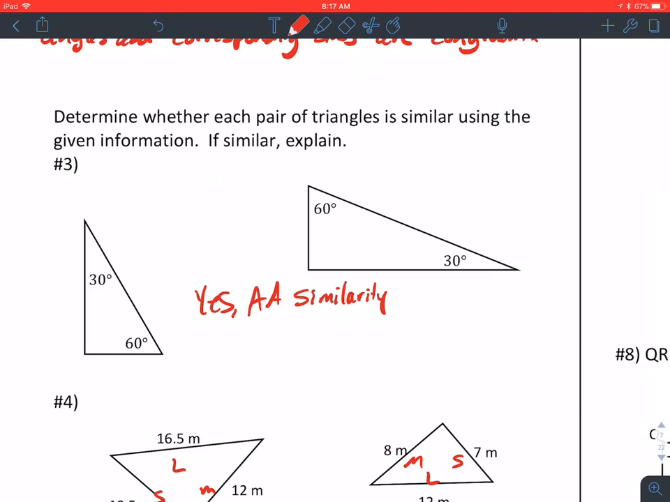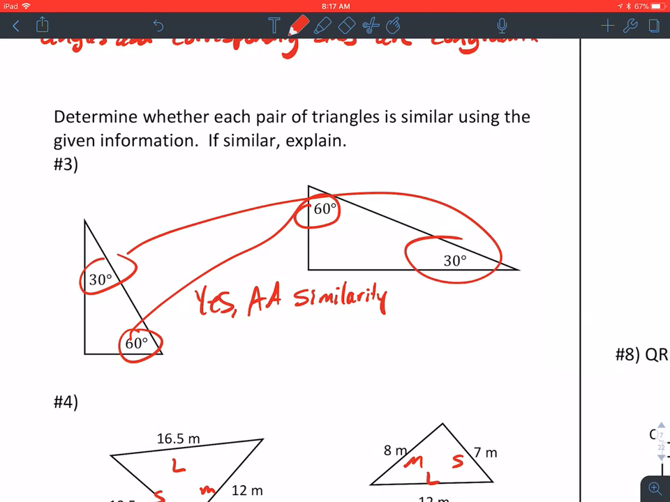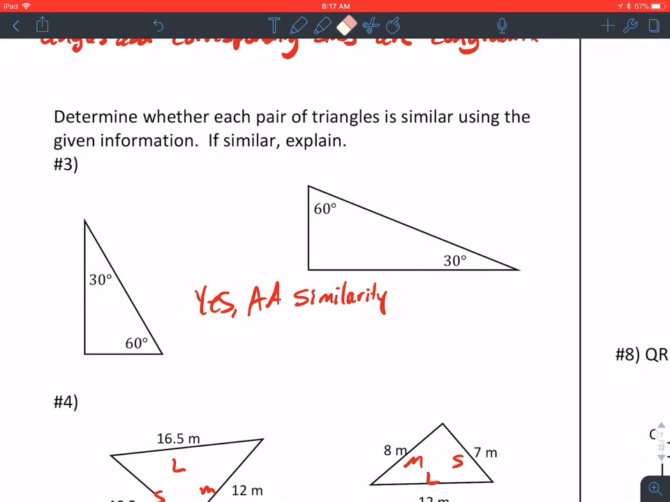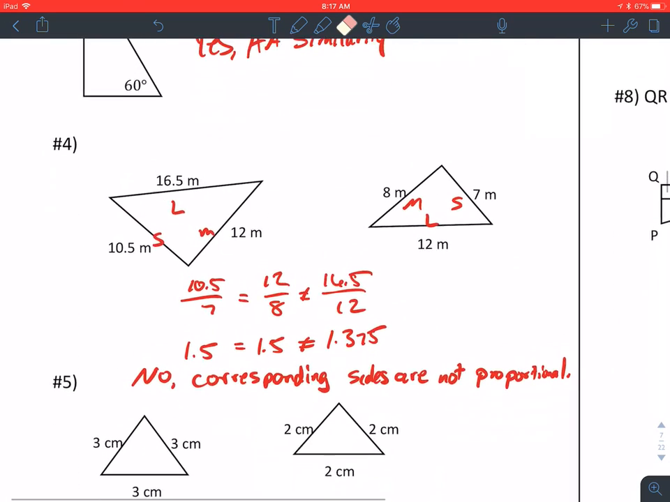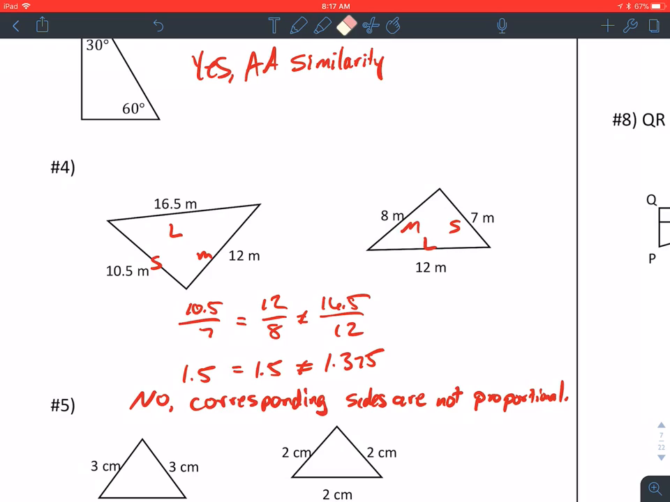Determine whether each pair of triangles is similar. If they are, explain why. These are similar by the angle-angle similarity. 60 is the same as 60, 30 is the same as 30. That's the angle-angle similarity. Number 4, we don't know anything about the angles, but what about the sides?